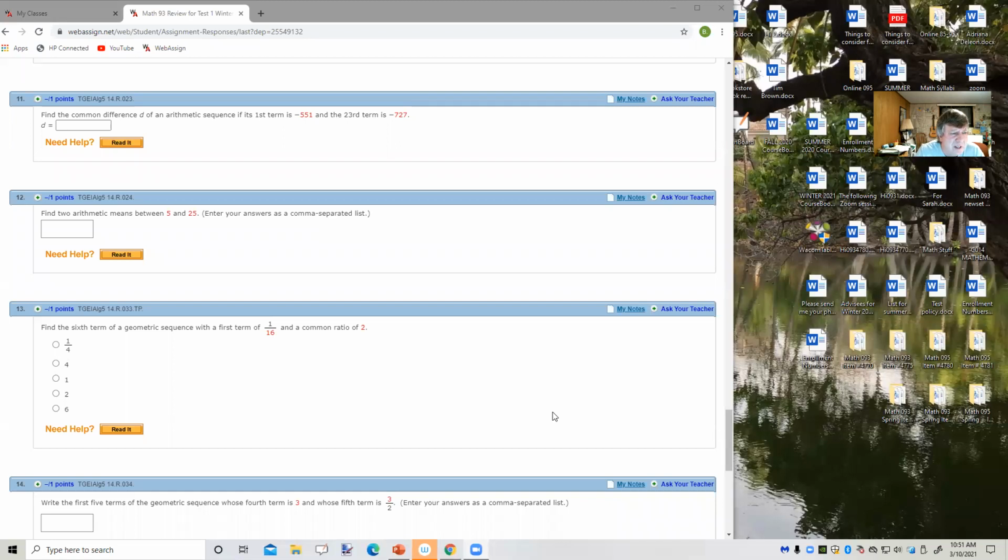Find the common difference d of the arithmetic sequence if the first term is negative 551 and the 23rd term is negative 727. Okay, so we're using an arithmetic sequence, which is a sub n equals a sub 1 plus the quantity n minus 1 times d. We know that a sub 1 is negative 551, and we know that a sub 23 is negative 727, and we want to find d, the common difference. Okay, back to the whiteboard.